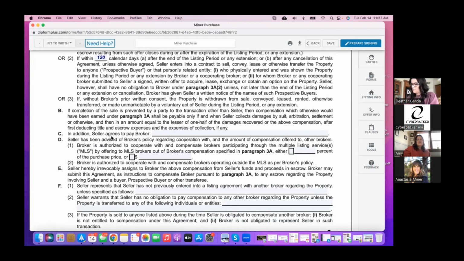C is, in addition, seller agrees to pay broker. So if there's something you want to fill in there, please do. That would be C. That might be where you would put in like a cancellation clause in there, right? Seller agrees to pay broker $1,000 if seller cancels listing prior to end of listing agreement.